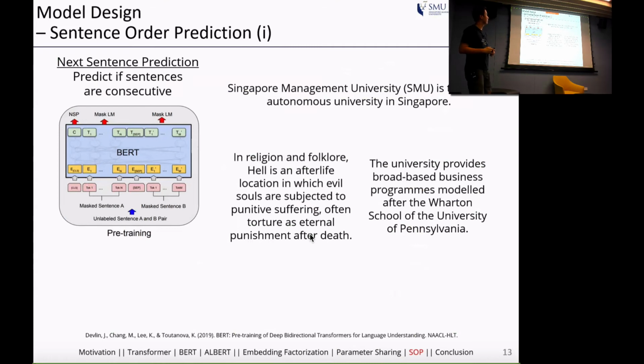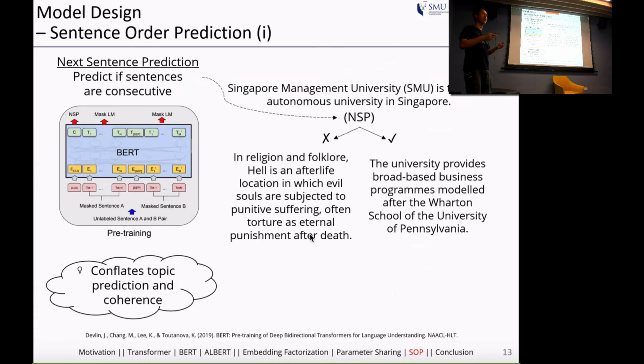Okay, so NSP says that simple. We look at this sentence, this should be the correct answer. The university provides broad base, blah, blah, blah. And this is the wrong answer. So it doesn't flow. Okay. But what ALBERT says is that you don't actually predict the coherence. You're actually predicting the topic. So you're just saying that these two sentences share the same topic, and these two sentences do not share the same topic, which is different. So the impact of the task is different from what the authors intended.